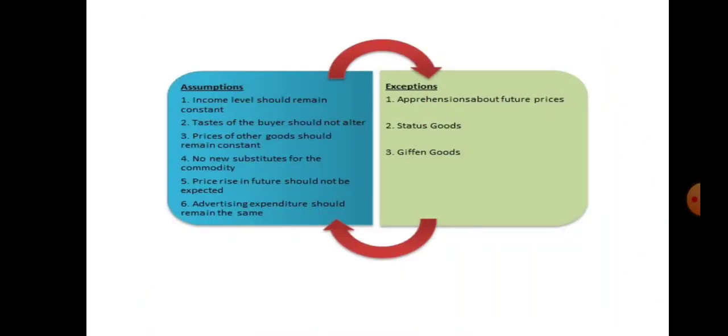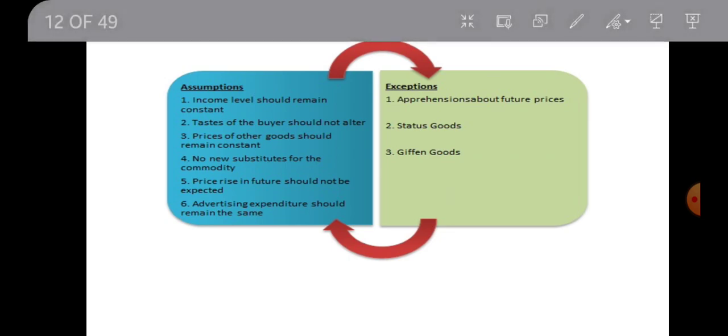Here we have to consider a few exceptions and also some assumptions: income level should remain constant, tastes of the buyer should not alter, prices of other goods should remain constant, there should be no new substitutes for the commodity, a price rise in future should not be expected, and advertising expenditure should remain the same. And the exceptions are apprehensions about future prices, status goods and given goods. Only under these conditions does the law of demand hold.